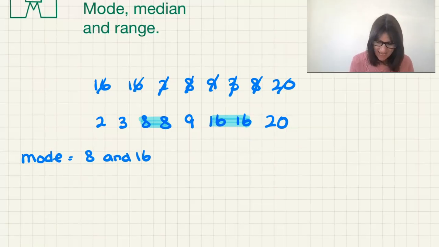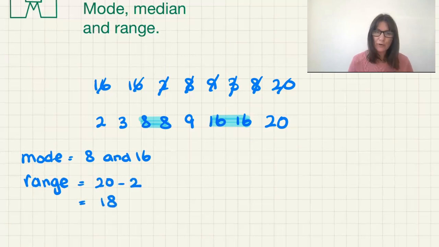Okay, we're going to do range. So our range is biggest, which is 20, take away smallest, which is 2. And that's going to give me 18. I've got full marks because I showed my working out.